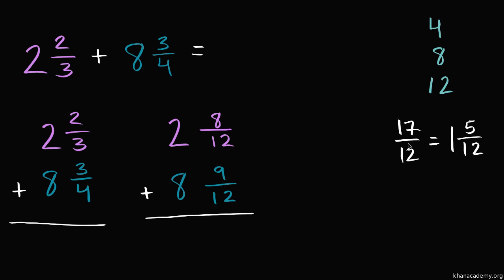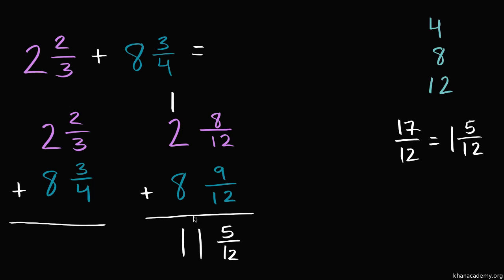How did I figure that out? 12 goes into 17 one time, and then I still have 5 left over. 17/12 is the same thing as 1 and 5/12. So what I could do is write the 5/12 in the fraction place on our numbers, and then I can regroup the 1, put it in the whole number column. And now I can just add: 1 plus 2 is 3 plus 8 is 11. So we get 11 and 5/12.